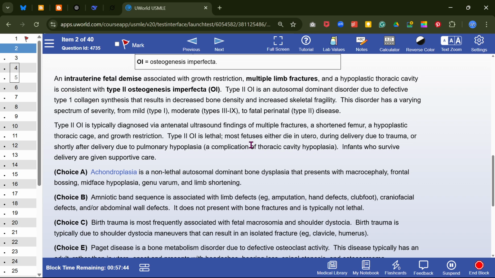Type 2 osteogenesis imperfecta is typically diagnosed via antenatal ultrasound, findings of multiple fractures, shortened femur, a hypoplastic thoracic cage, and growth restriction. Type 2 osteogenesis imperfecta is lethal in utero. Most fetuses either die in utero, during delivery due to trauma, or shortly after delivery due to pulmonary hypoplasia, a complication of thoracic cavity hypoplasia. Infants who survive delivery are given supportive care.